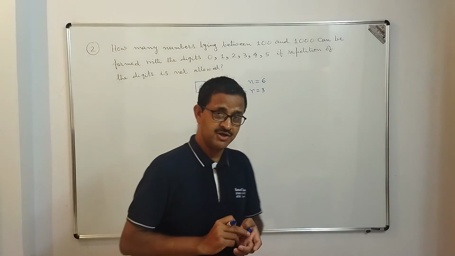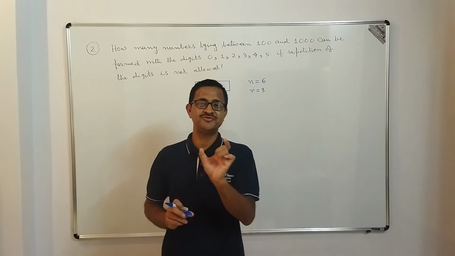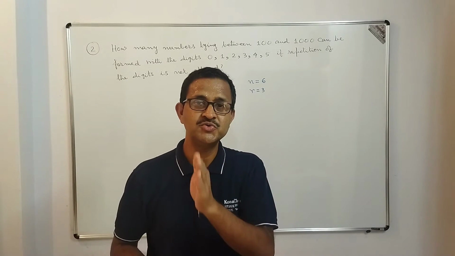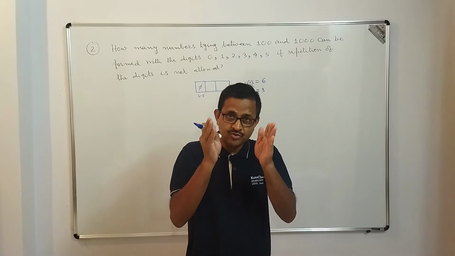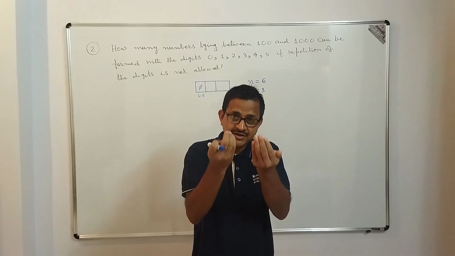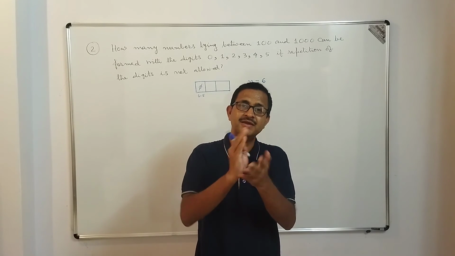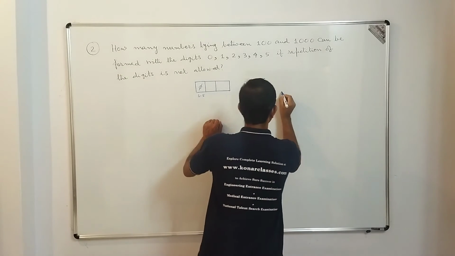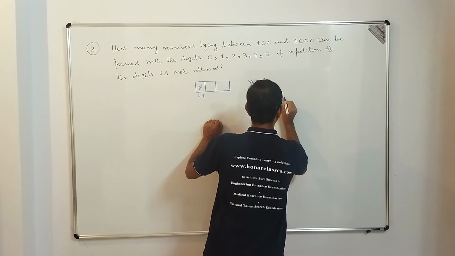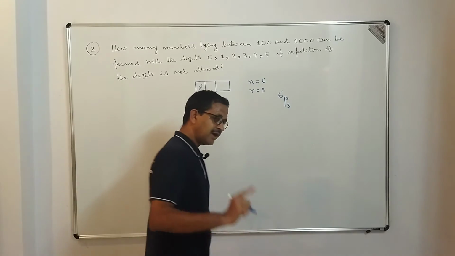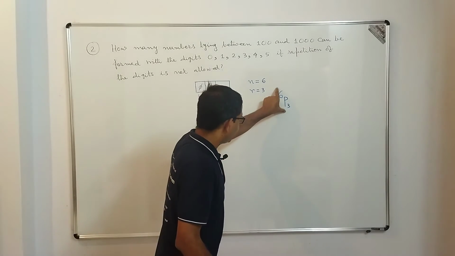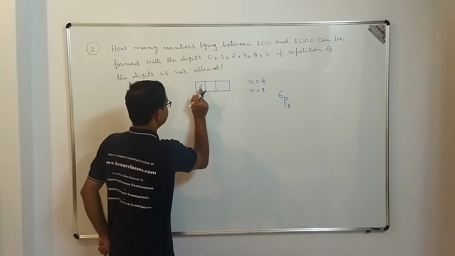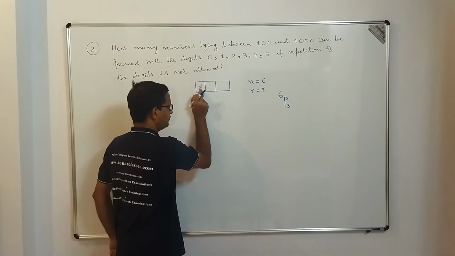Let me repeat. Out of the 6 distinct objects, that is 0, 1, 2, 3, 4, 5, we are taking 3 distinct objects and making the arrangements. How many ways can we do this? If repetition is not allowed, it is 6p3. Now notice, with this arrangement, there will be numbers starting with 0.